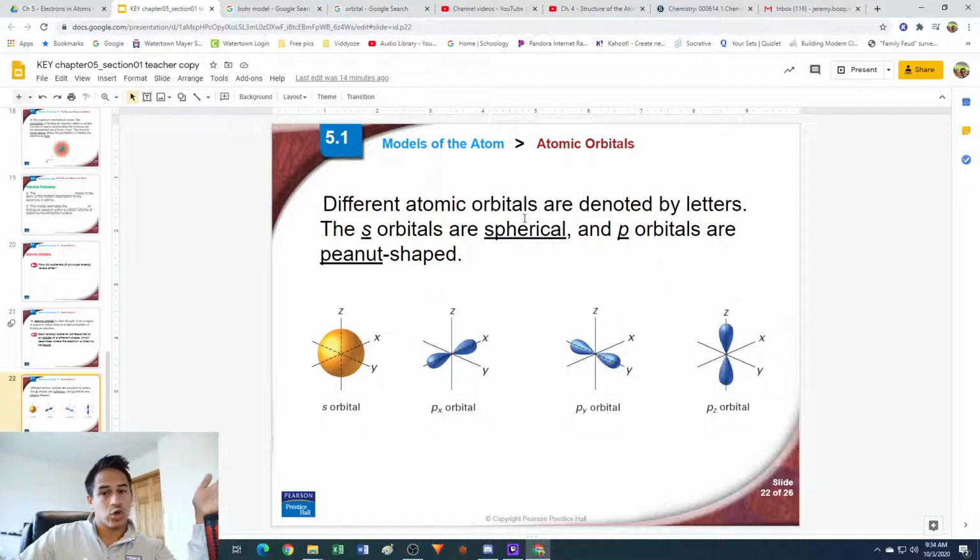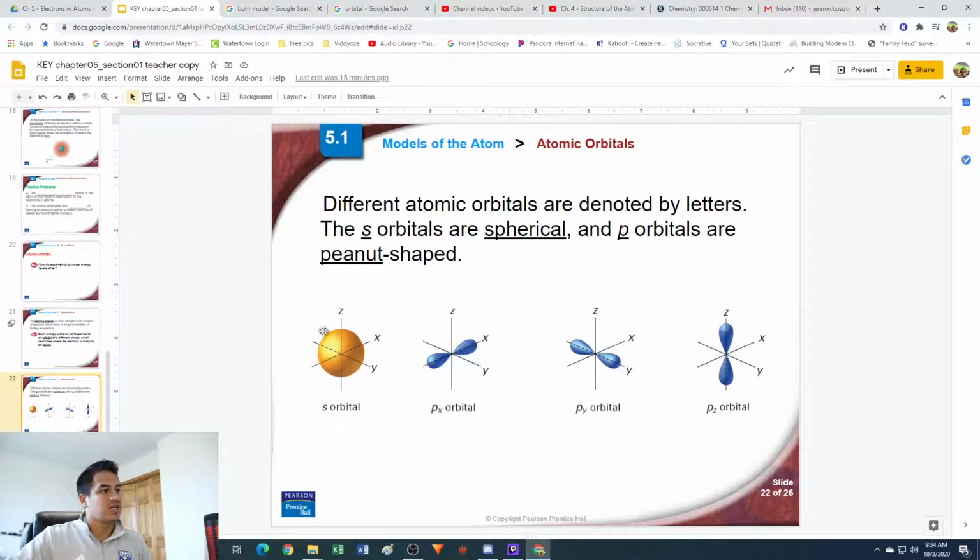So we have different atomic orbitals, okay? We have s orbitals, which are spherical. We have p orbitals, which are peanut-shaped, okay? They're not named p orbitals because they're peanut-shaped. It just happens to be peanut-shaped. They stand for something else, but regardless, each one of these is a different sublevel.